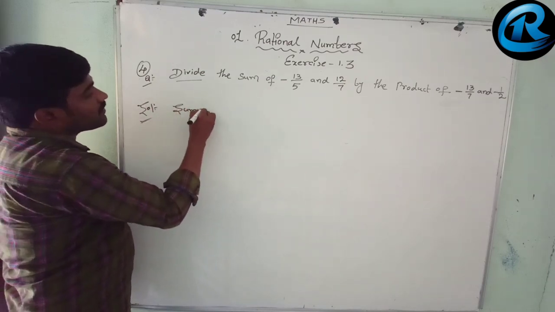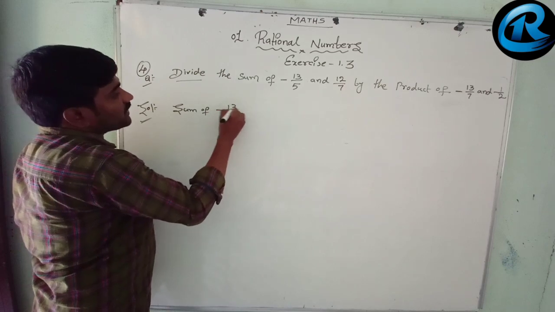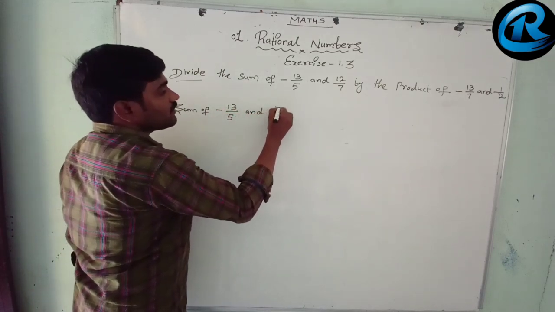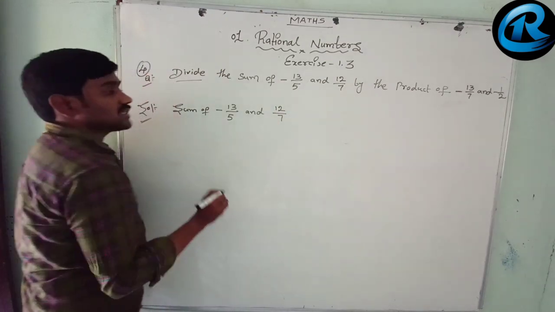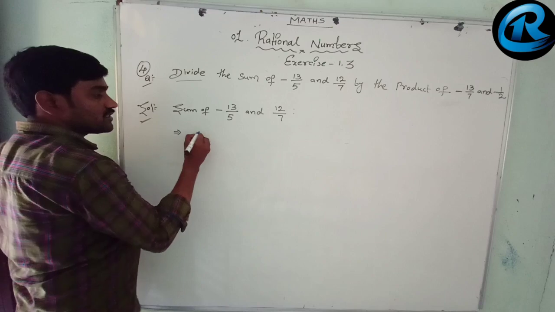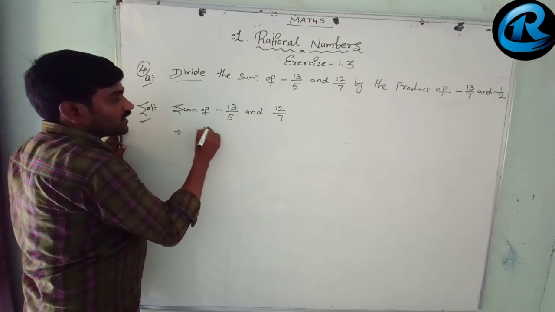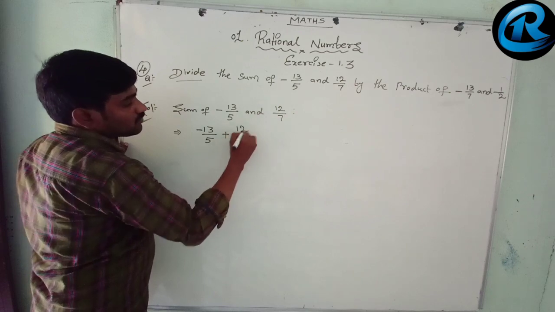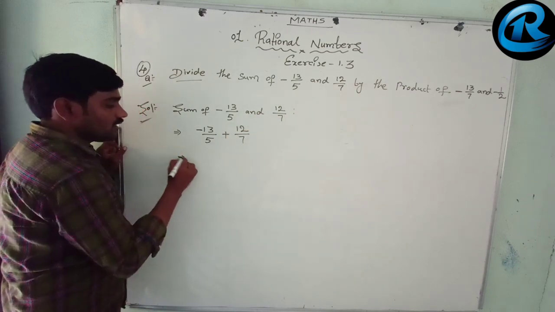Sum of minus 13 by 5 and 12 by 7. ఇచ్చిన స్టేట్మెంట్ ఒక్కొక్కటి తీసుకుందాం. వీటిని రెండింటిని సమ్ చేద్దాం ఫస్ట్. Let us do the sum. How can we do the sum? That means minus 13 by 5 plus 12 by 7, that equals.